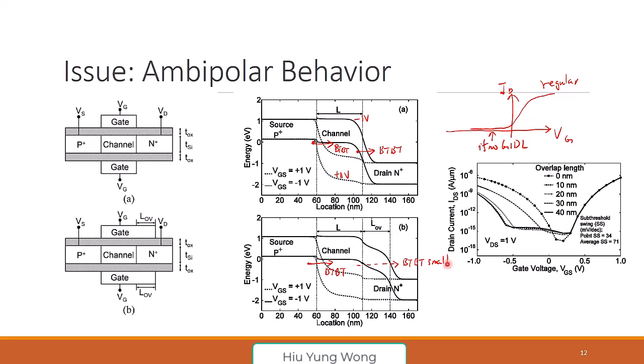Then in that case, you see that if I can increase the overlap region, then I have a very large region that doesn't have leakage, right? And if my device operates between negative 0.5 and 0.5, then I'm okay. This behavior is called bipolar. You conduct in both directions of the VGS.